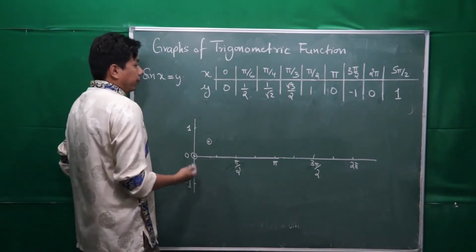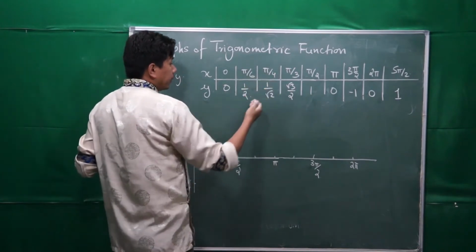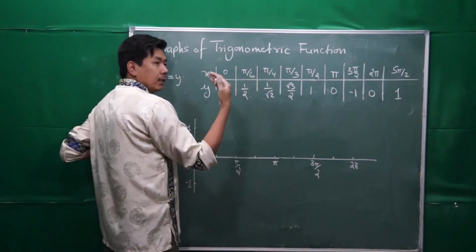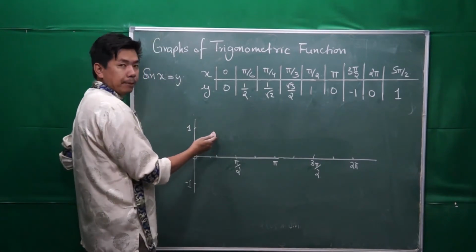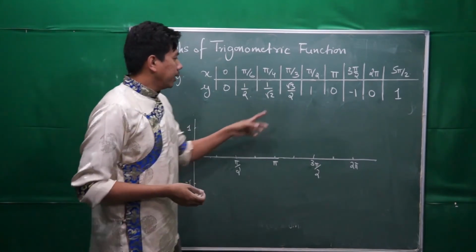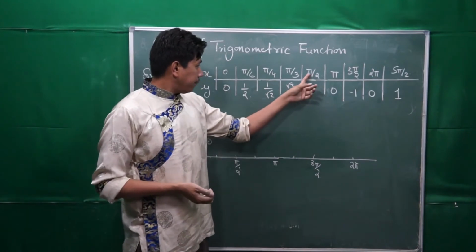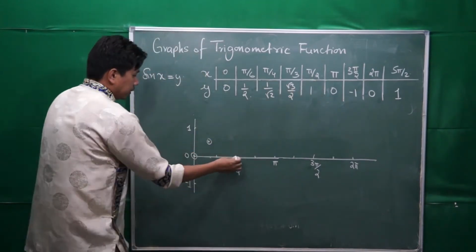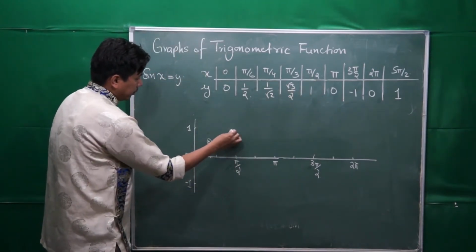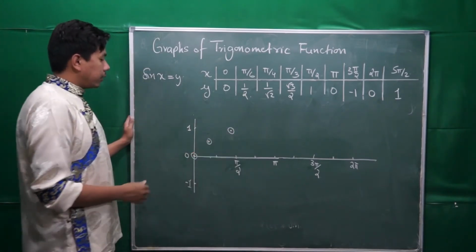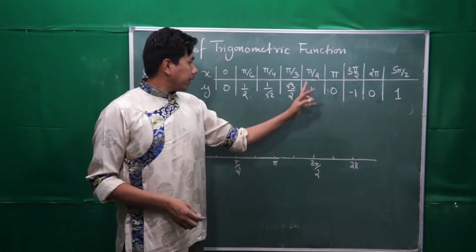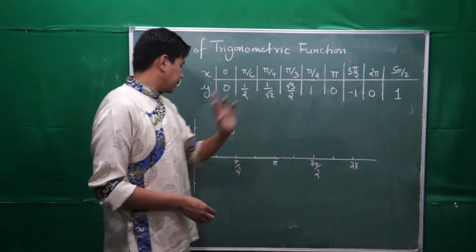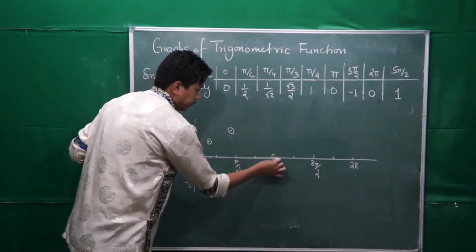And then as we move further, for pi by 4, the 1 by 2 is lesser than 1 by root 2, so it moves slightly further up. And as we move further, we have sine of pi by 2 equals 1. This is the third coordinate plotting. And as we move further, sine of pi is 0, so again we reach over here.